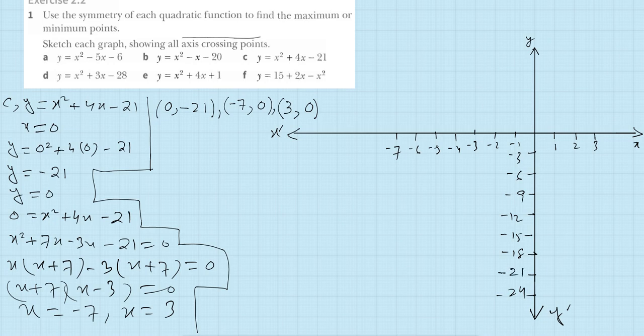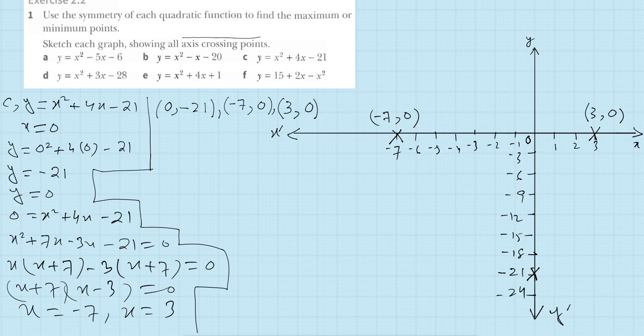Okay, now plot 0, minus 21. So this is the point, minus 21. The second one is minus 7, 0. This is minus 7 comma 0. The third one is 3, 0. So this is 3 comma 0. And the last one is below, 0 minus 21.